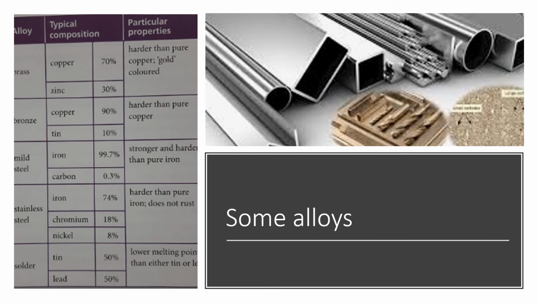Here are some alloys. You have brass. The components of brass are copper, Cu, and zinc. Bronze, copper and tin, Sn. Mild steel, iron and carbon. Stainless steel, iron, chromium, Cr, and nickel, Ni. And solder, that's tin and lead, Sn and Pb.